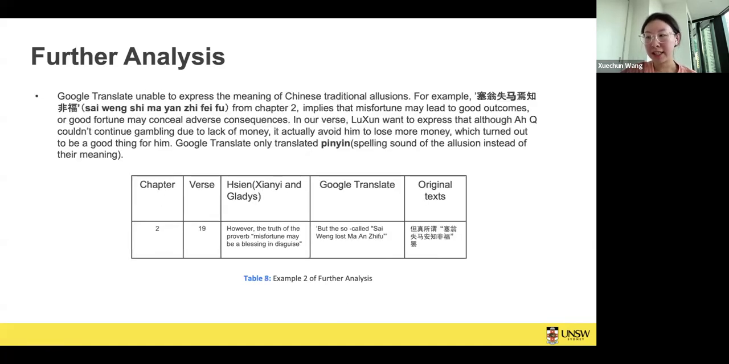The second example is that Google Translate is unable to express the meaning of Chinese traditional allusions. The bold allusion implies that misfortune may lead to good outcomes, or good fortune may conceal adverse consequences. In our verse, Lu Xu wants to express that although RQ couldn't continue gambling due to the lack of money, it actually prevented him from losing more money, which turned out to be a good thing for him. But Google Translate only translated the pinyin, which is the spelling sound of the allusion, instead of its meaning. Therefore, Google Translate does not significantly express the meaning of Chinese traditional allusions due to its lack of contextual significance and historical knowledge about ancient China.